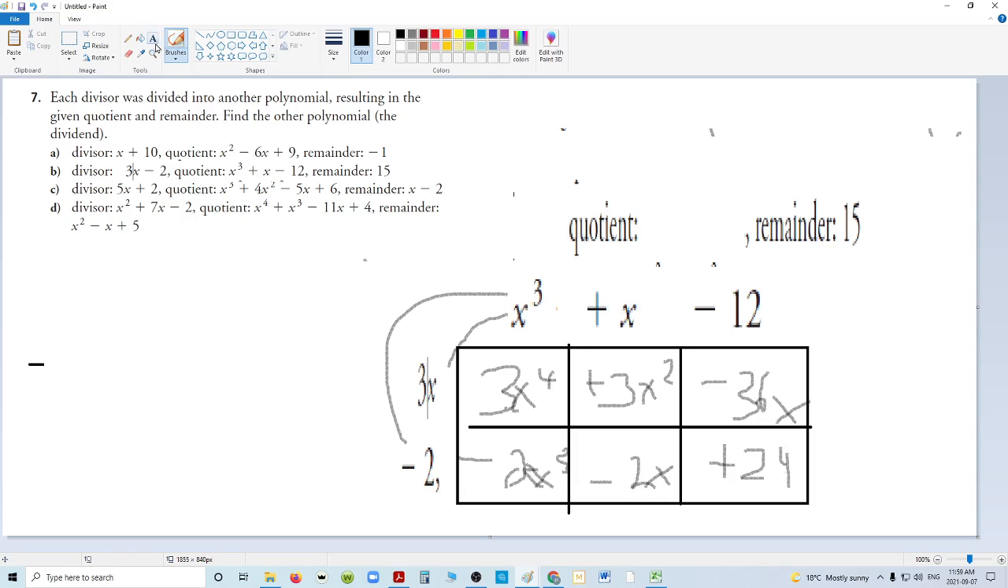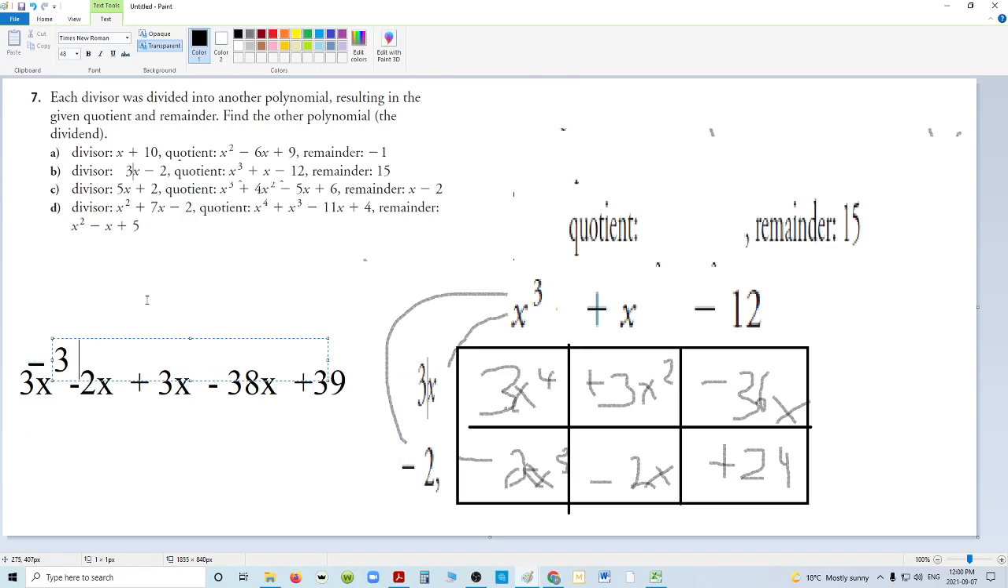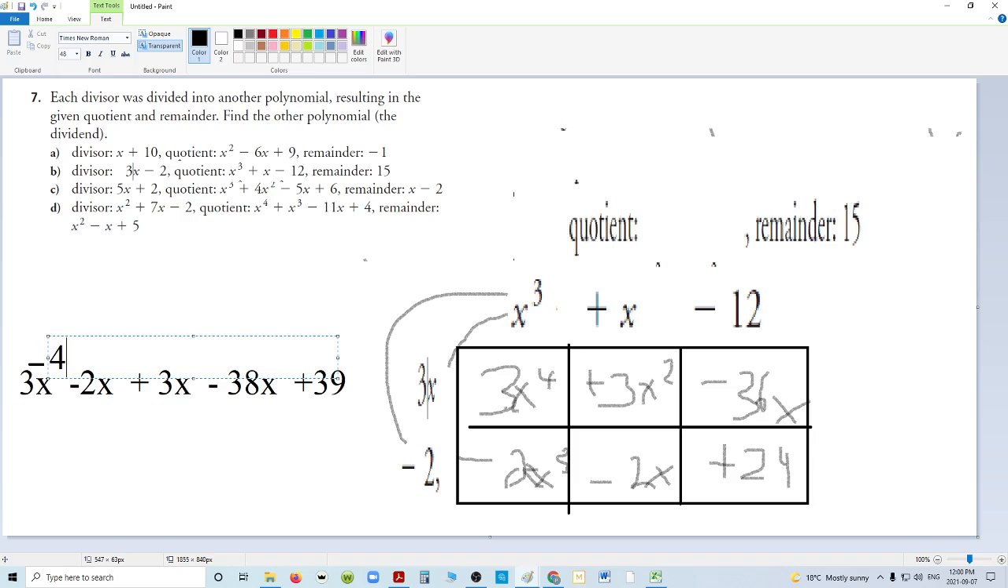So if I rewrite that, I get 3x to the 4 minus 2x cubed plus 3x squared. And then these last two add up. Minus 2x and minus 36x make minus 38x, plus 24. But then I have to remember I'm going to add 15 from that remainder that I was told about. So that just becomes 24 plus 15, 39. And then when I put these over, I get 3, 2. Oh, actually I get 4, 3, and 2.